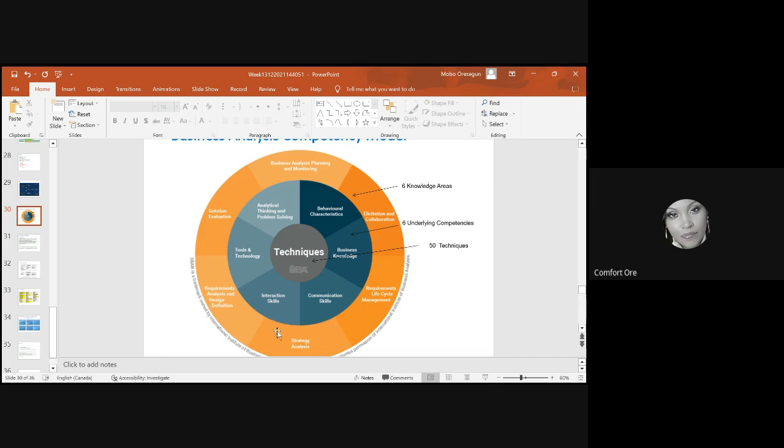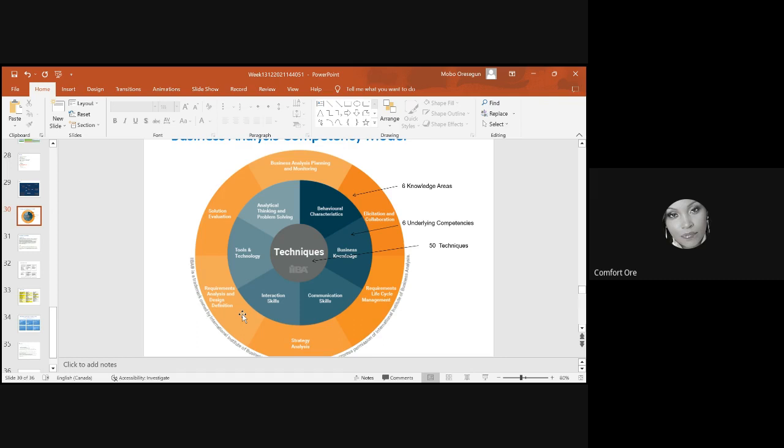Then we're going into our strategy. So what do we need? What skills, what competencies, what tools do we need in carrying out, in providing a solution that takes us from point A to point B?